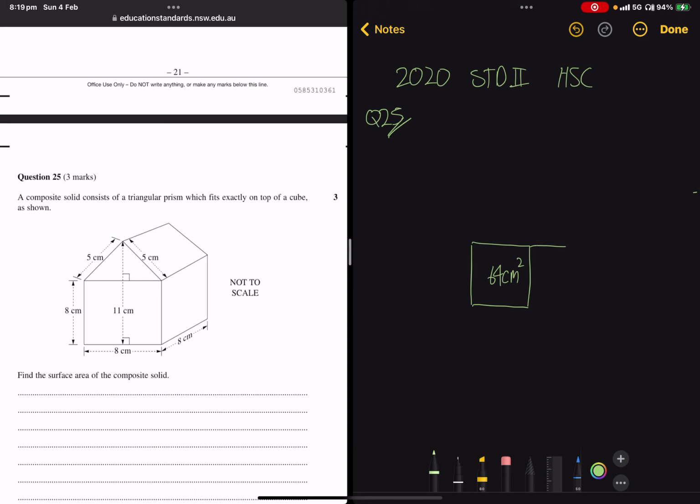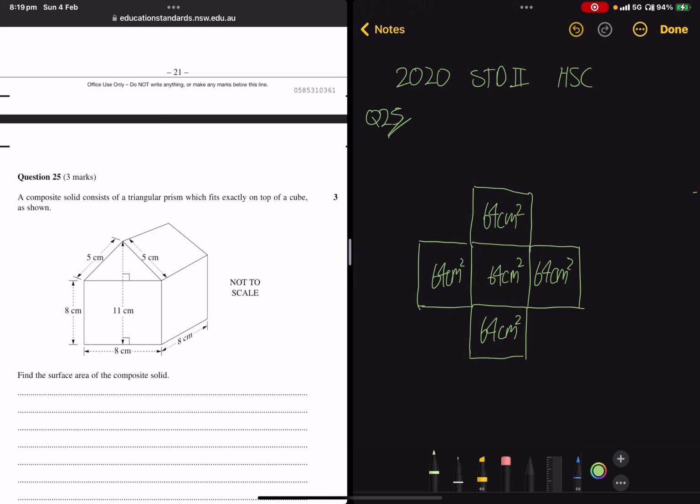Then we have 4 sides, one here, one here, one here. This doesn't have to be a fantastic drawing, doesn't have to be a Mona Lisa, just has to be identifiable that it is the net of this shape. These are all 64 as well. 64 centimeters squared each.